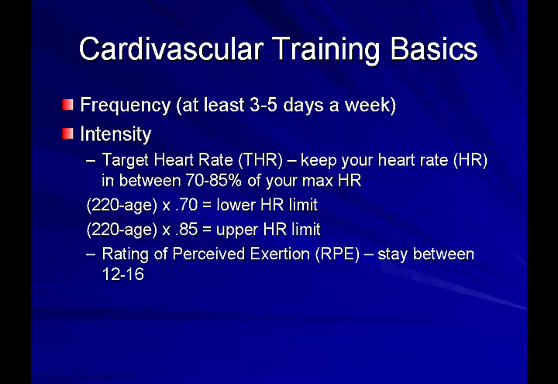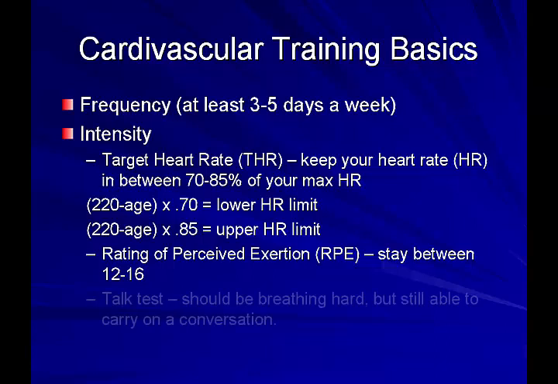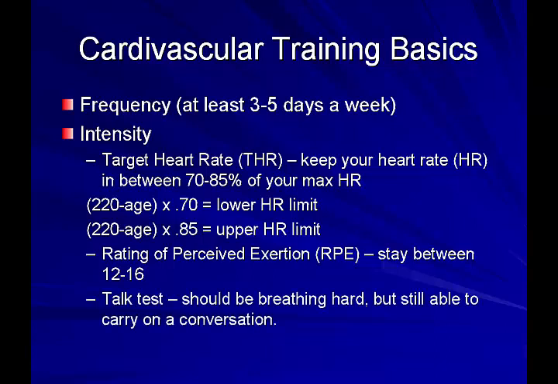The ratings of perceived exertion scale is shown in your packet and goes from a scale of 6 to 20. A rating of 12 to 16 is considered to be an effective cardio training intensity. The talk test is another subjective measure of intensity in which you monitor your breathing rate and ability to talk. To be at an effective cardio training intensity, you should be breathing hard but still be able to carry on a conversation. If you can talk normally, you're not training hard enough. If you can't speak at all, you're training too hard.